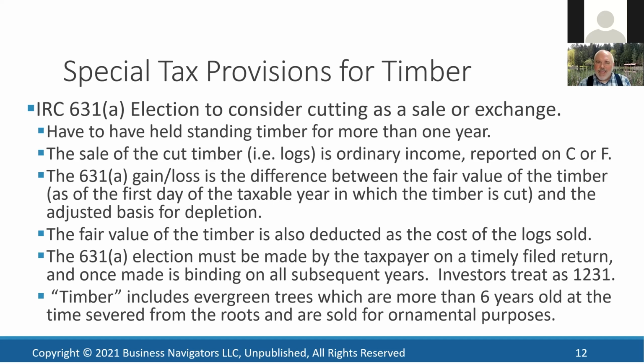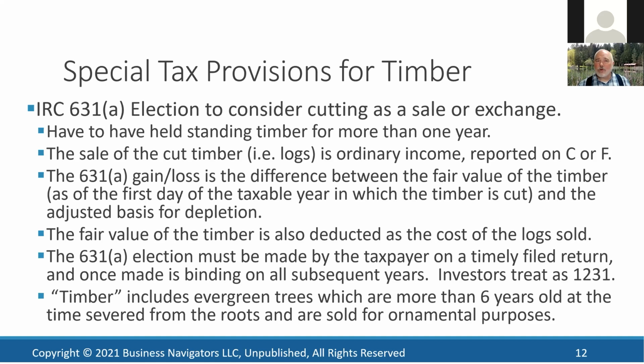The 631A gain is the difference between the fair value of the timber as of the first day in the taxable year in which the timber is cut. So we're cutting timber throughout 2020. Let's say by the end of the year we had 500,000 board feet of timber that we'd sold. We get a valuation of that 500,000 feet of timber, not all the timber, but just the 500,000 feet that we cut. And we value that as standing timber on January 1. So what was that timber worth on the stump on January 1 of 2020? It's all the timber that was cut during the year. We value the fair value of the timber while it was still standing on January 1.